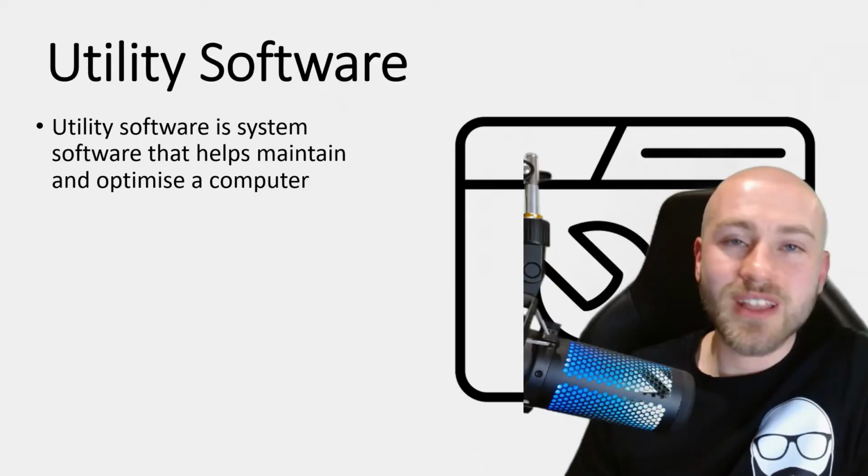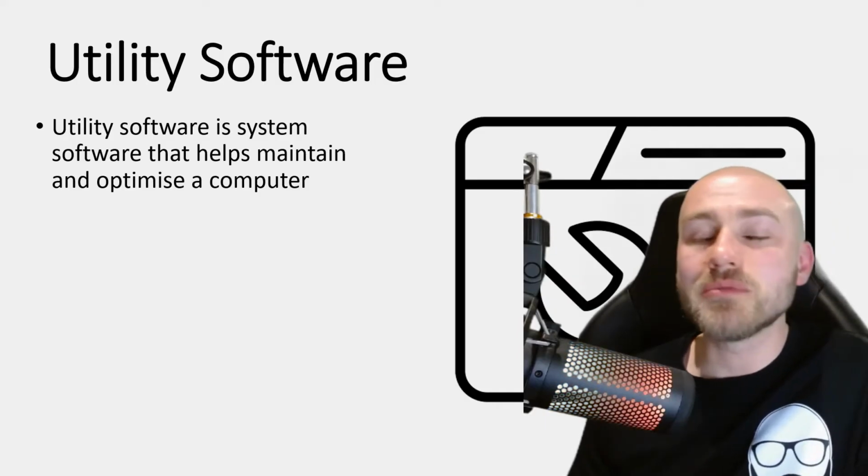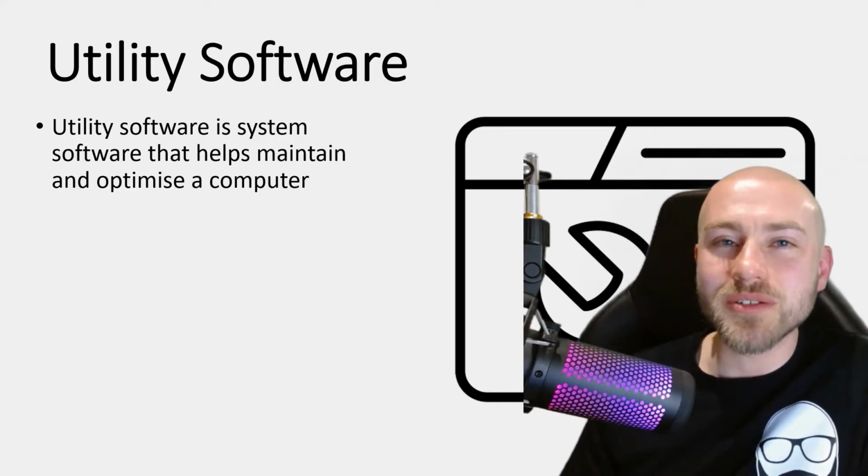In this video, we're going to be looking at utility software. Now, as a definition, utility software is system software that helps maintain and optimize a computer. So the first one we're going to look at is encryption software.